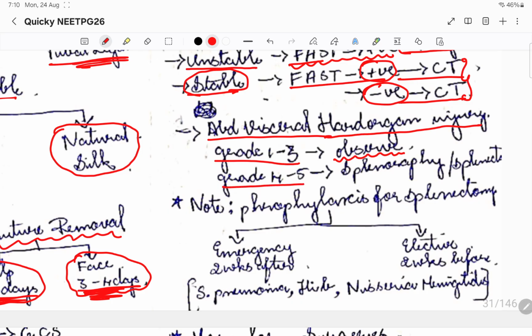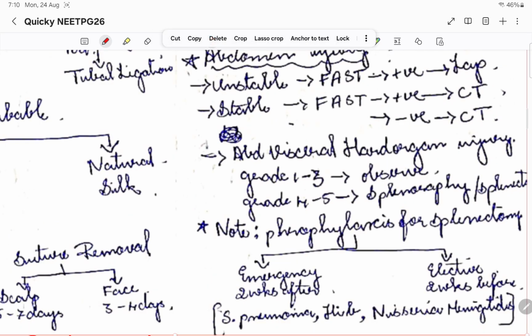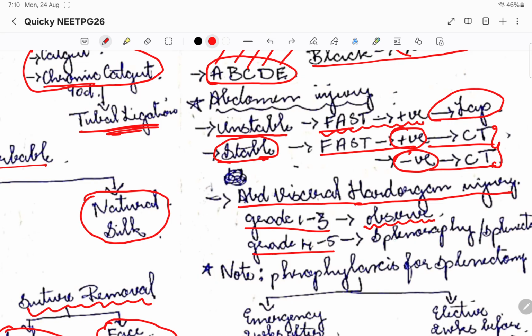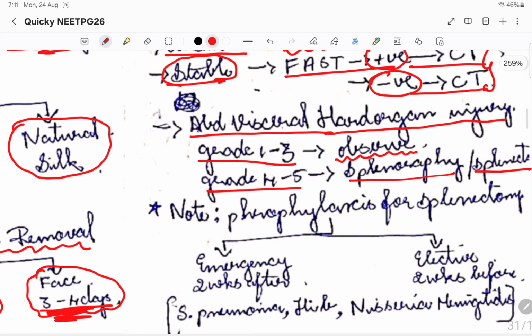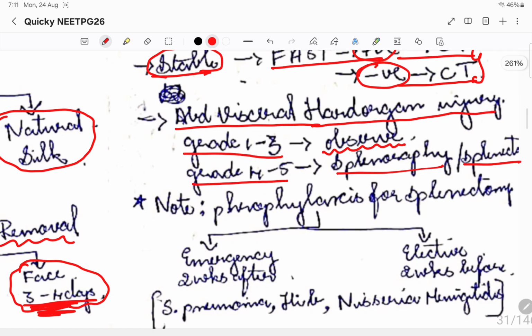Whereas for grade 4 and 5, for example if the organ is shattered, we'll go for splenography or splenectomy. Similarly, if it is a renal injury or a liver injury, it is going to be hepatectomy or entire renal tissue removal. So grade 4 and grade 5 will have this management, whereas grade 1 to 3 it is going to be observation.